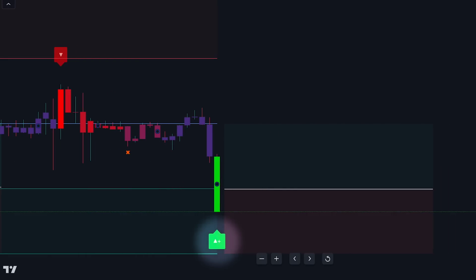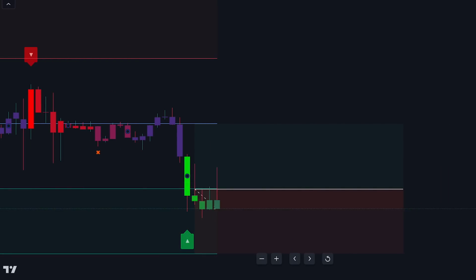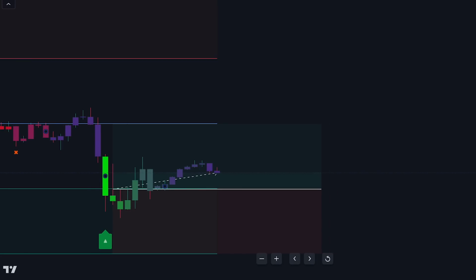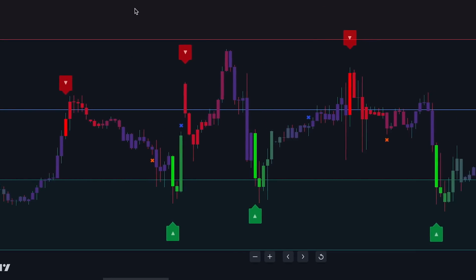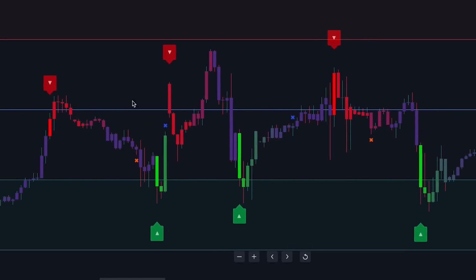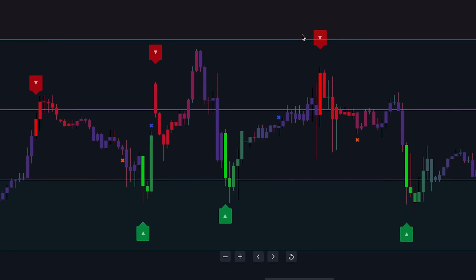Wait for a signal to be printed in the predictive zone, and as the price leaves the zone, we will execute a trade and target the range average. The key here is the signals and overlays indicator, which is incredibly good at calling market tops and bottoms.